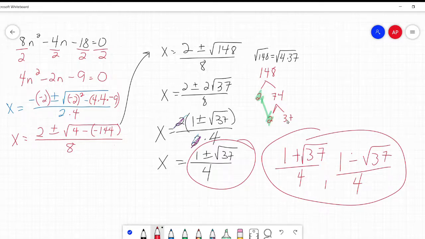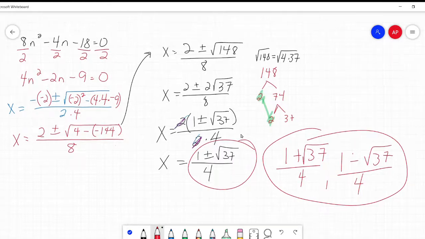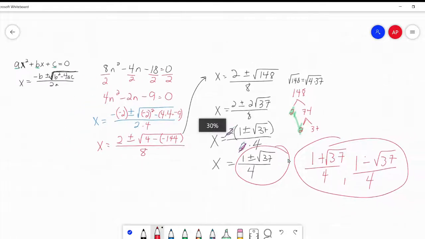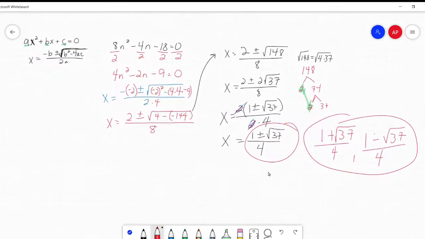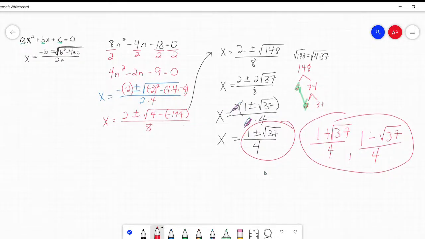There are occasions when you're going to get a negative under the square root. Those are imaginary roots, imaginary answers. I'm going to be making a video shortly on the quadratic formula and imaginary roots, and also graphing and imaginary roots. So please, that should be up very shortly. Please go to the description below for that video.